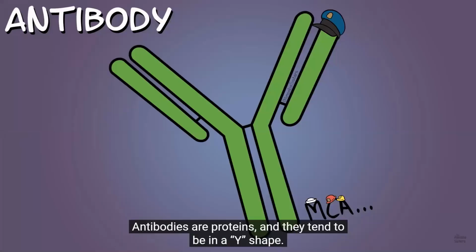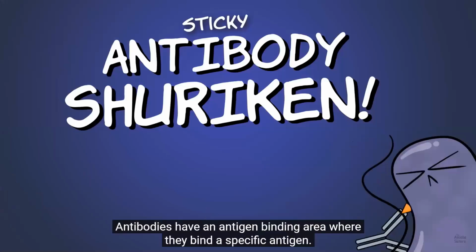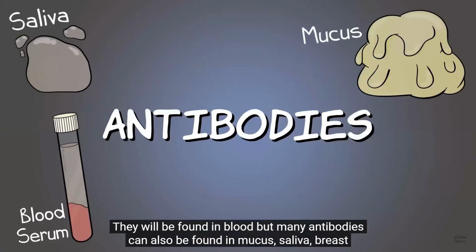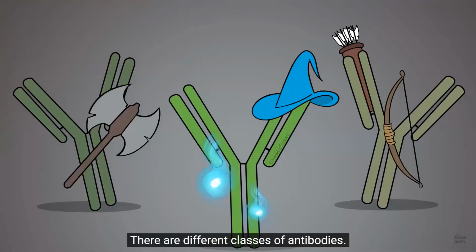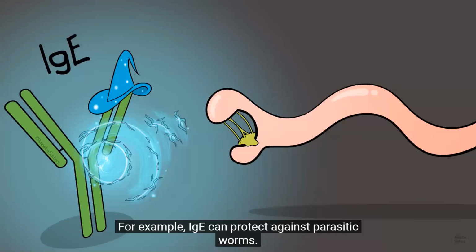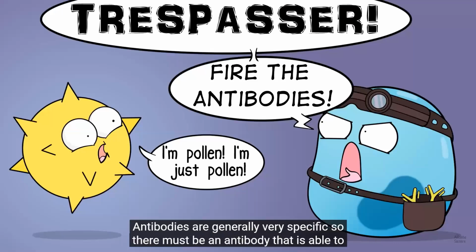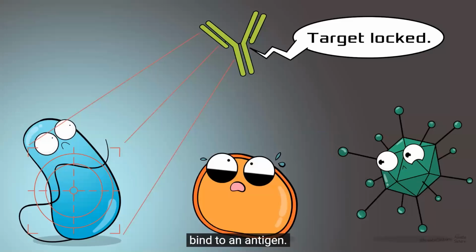Antibodies are proteins, and they tend to be in a Y shape. Antibodies have an antigen binding area where they bind a specific antigen. They will be found in blood, but many antibodies can also be found in mucus, saliva, breast milk, and more. There are different classes of antibodies. For example, IgE can protect against parasitic worms, and it's responsible for a lot of allergic reactions. Antibodies are generally very specific, so there must be an antibody that is able to bind to an antigen.